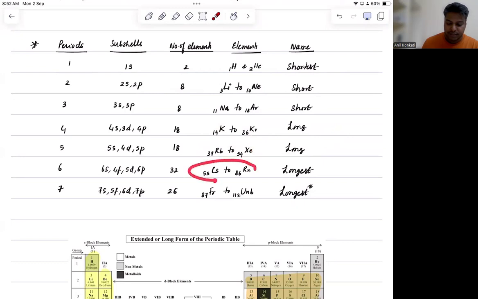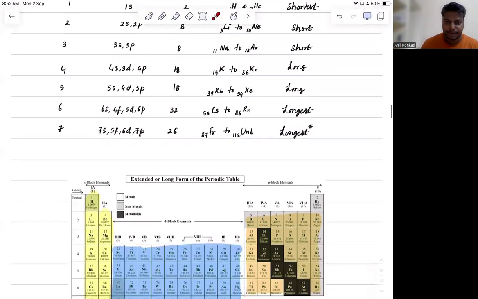Sixth one, cesium to radon, that is the longest. Okay. And francium to UNB, that is also a longest one. And this one is still going on. That means out of all, if you were asked which is longest, the sixth one is the longest, the seventh one is still continuing. Okay. Some missing elements might still be there. Got it?